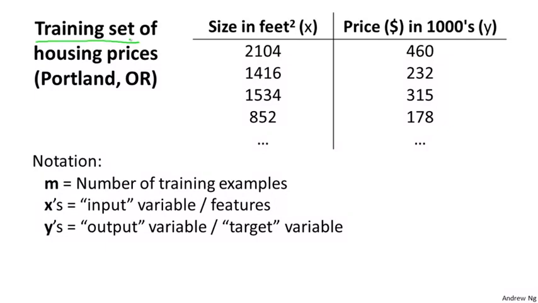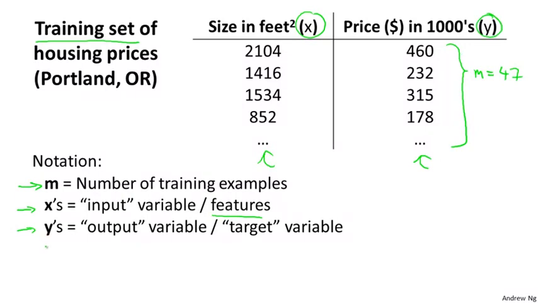So I'm going to use lowercase m throughout this course to denote the number of training examples. So in this data set, if I have, let's say, 47 rows in this table, then I have 47 training examples, and m equals 47. I'm going to use lowercase x to denote the input variables, often also called the features. So that'll be x's here, would be our input features. And I'm going to use y to denote my output variables, or the target variable which I'm trying to predict. And so that's this second column here.